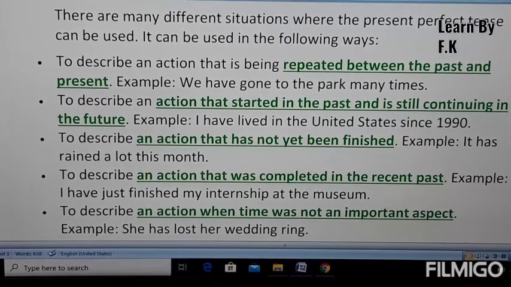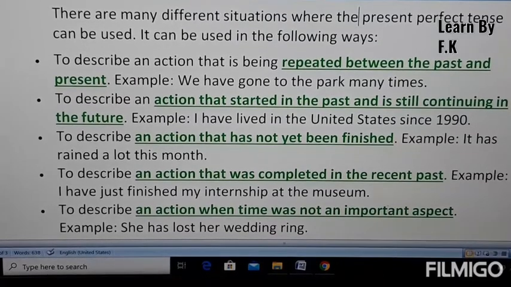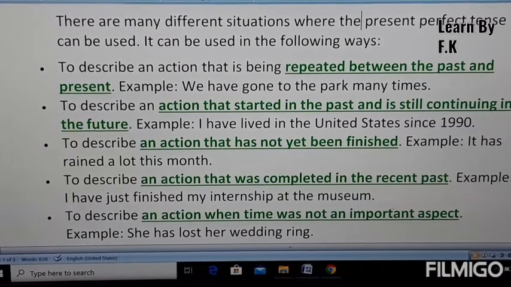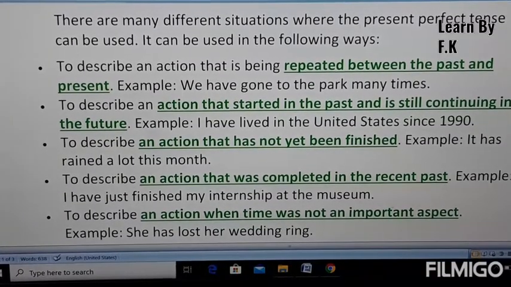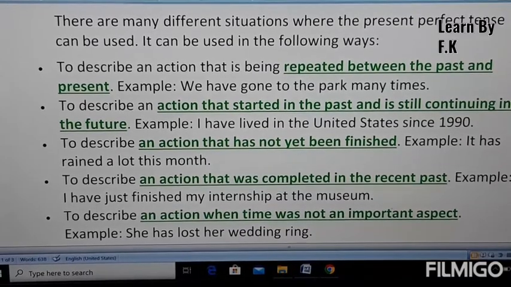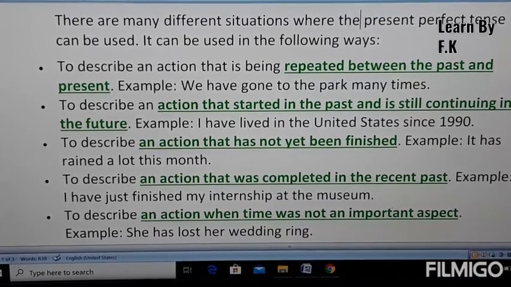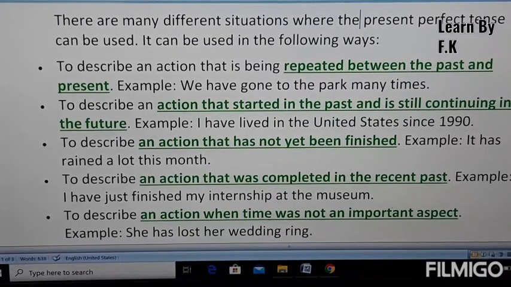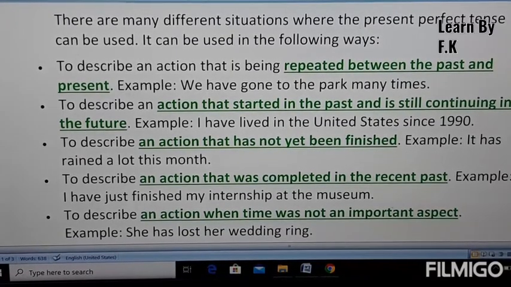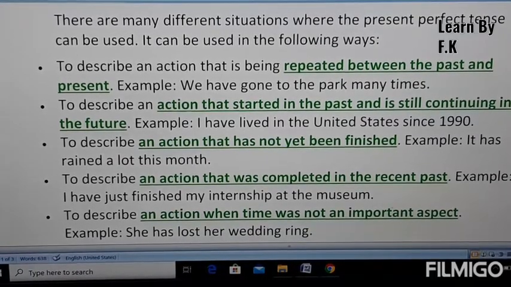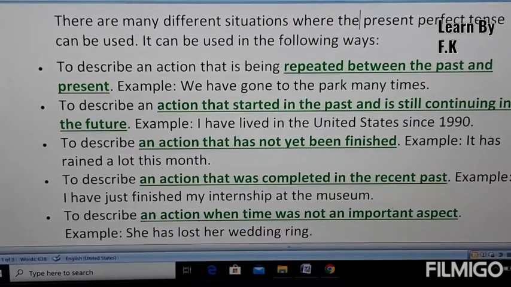To describe an action when time was not an important aspect. It means in this situation, the time does not matter. The matter is about the work. For example, she has lost her wedding ring. In this, time is not important, that is when she lost it, but the action is important, that she has lost something.